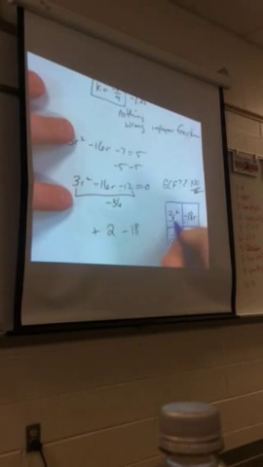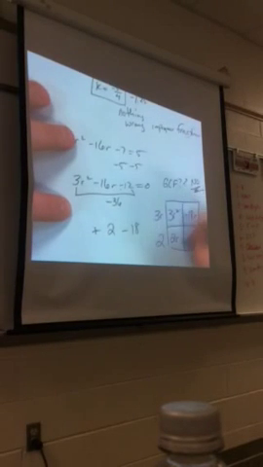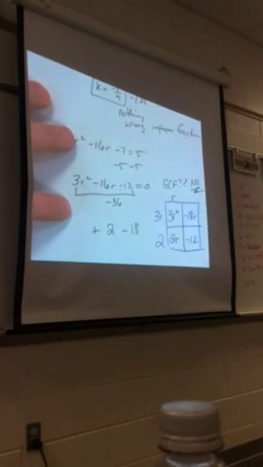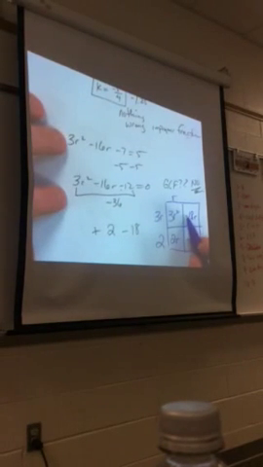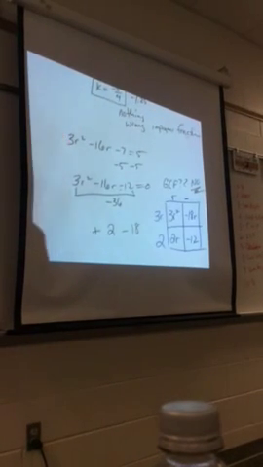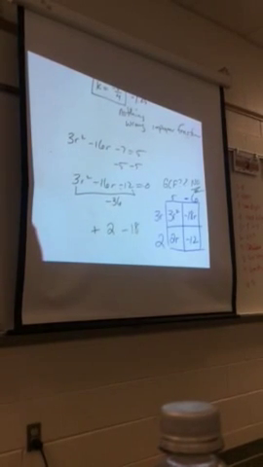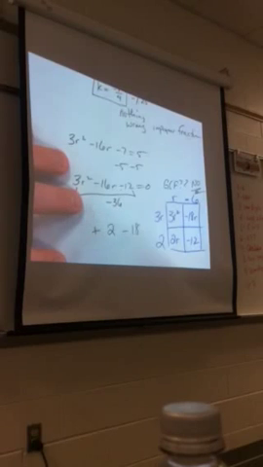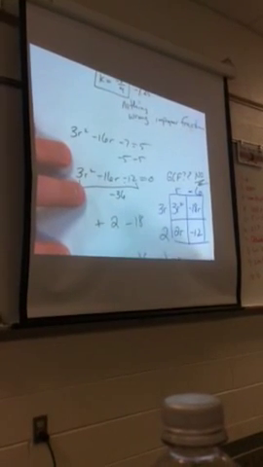What do they have in common looking across? They both have a 3r. What do they have in common going across? They both have a 2. Top to bottom, what do they have in common? They have an r. Remember, take the sign of the first box. So the sign of the first box is a negative. And what do they both have in common? A negative 6. That make sense? So I end up with 3r plus 2, r minus 6 equals 0.